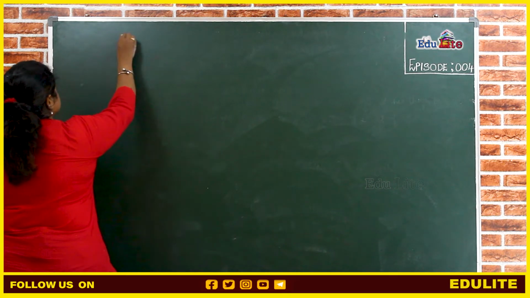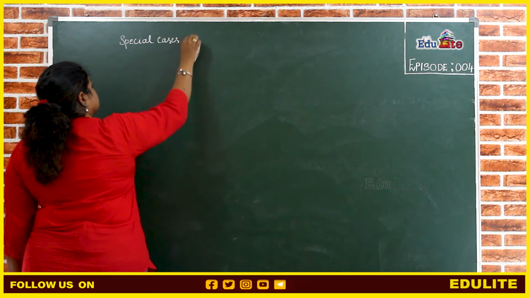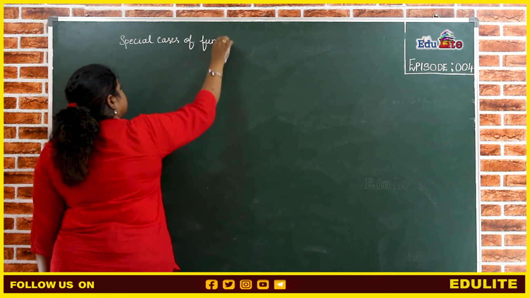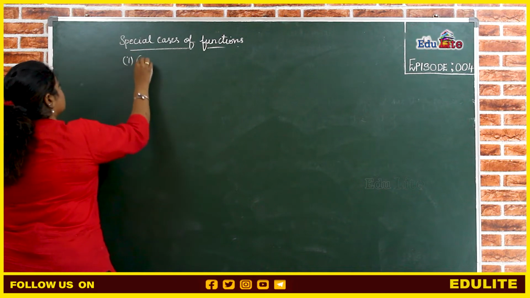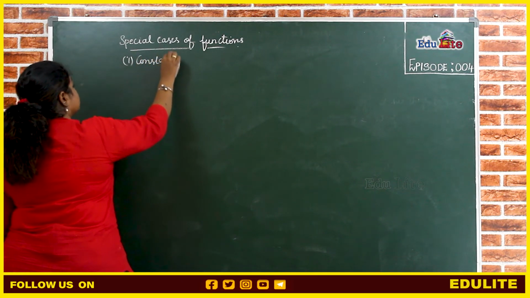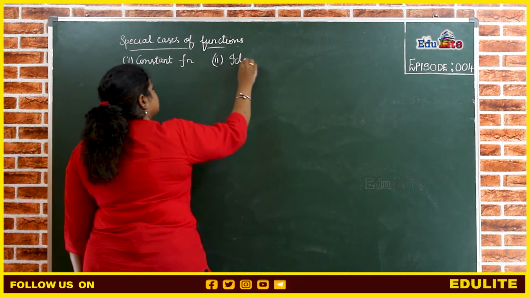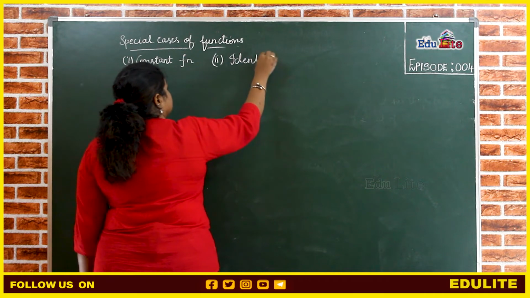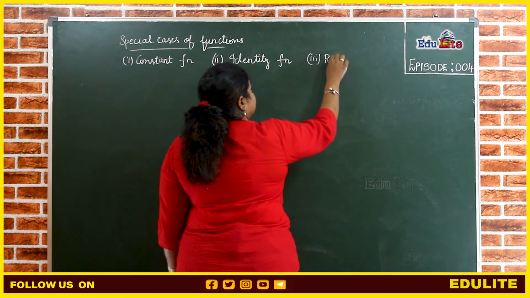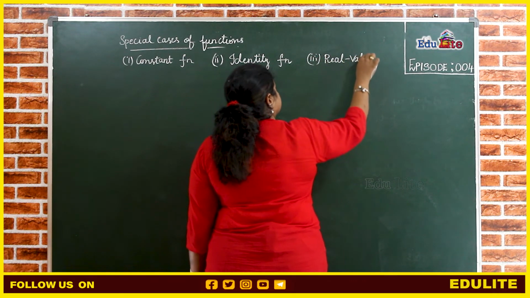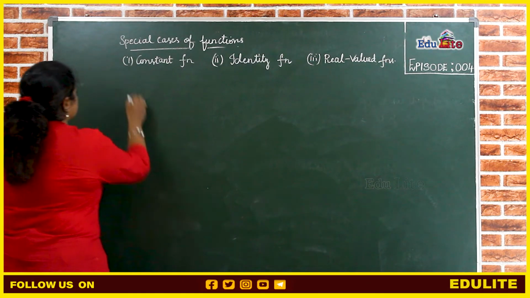Next we are going to see special cases of functions. So we have 3 categories under this. First one is constant function. Second one is identity function. And the third one is real valued functions. We'll see one by one. First is a constant function.